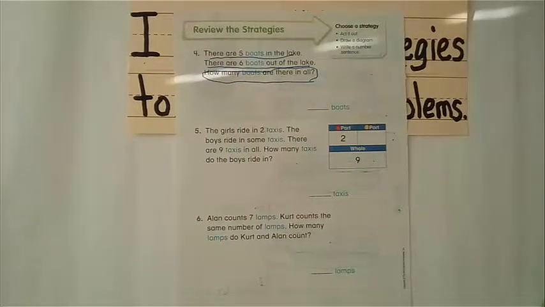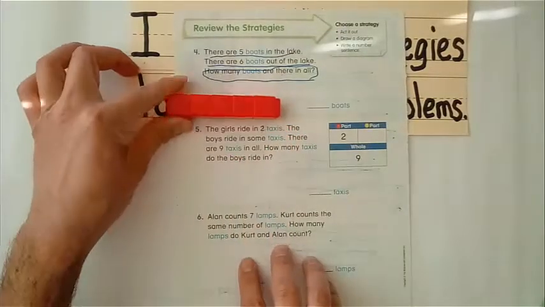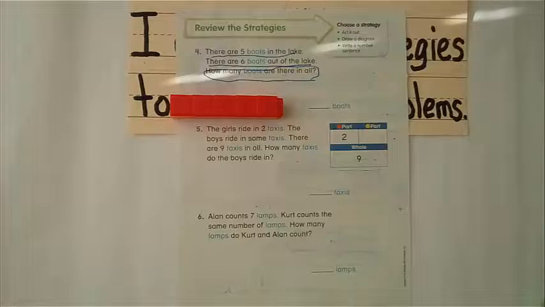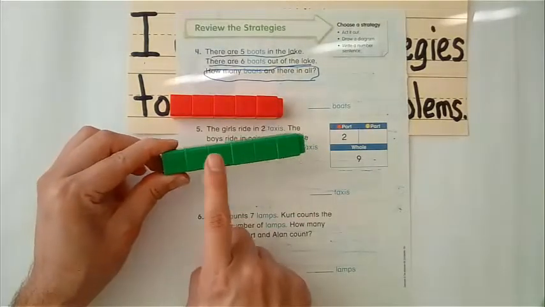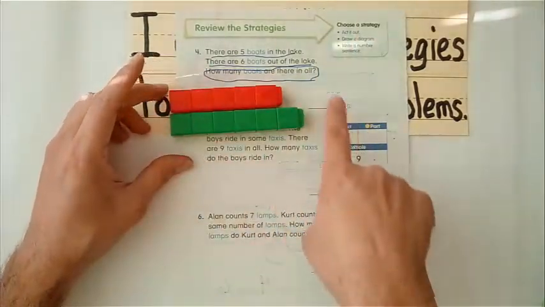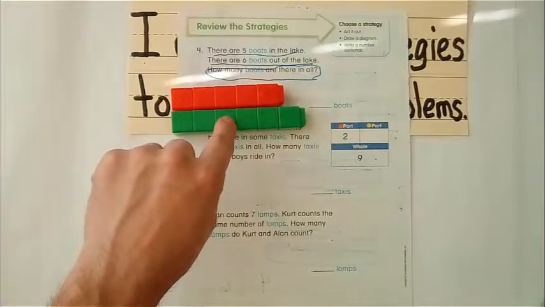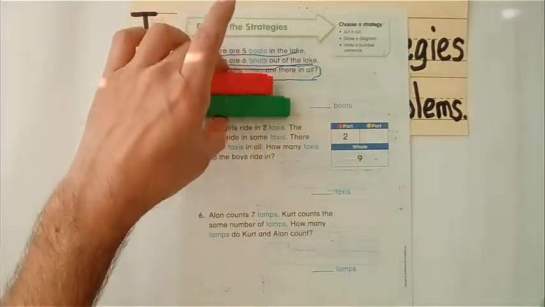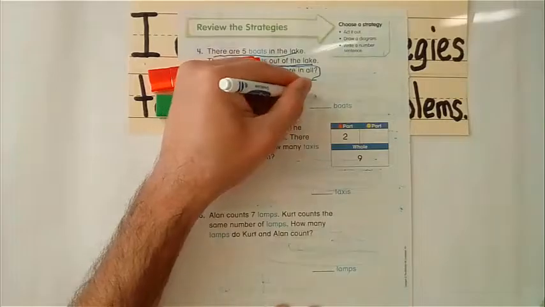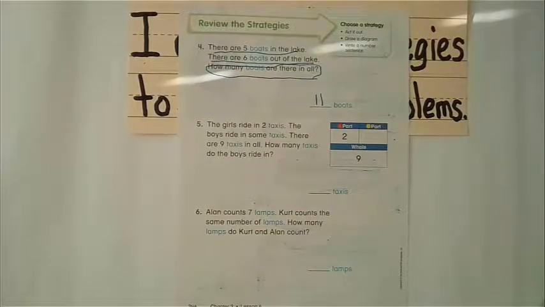So we said that there are how many? 5 boats in the lake. 1, 2, 3, 4, 5. And then there are 6 boats out of the lake. 1, 2, 3, 4, 5, 6. So how many boats are there in all? Well, let's see. 1, 2, 3, 4, 5, 6, 7, 8, 9, 10, 11. There are 11 boats in all. Very good. Okay, let's do the next one.